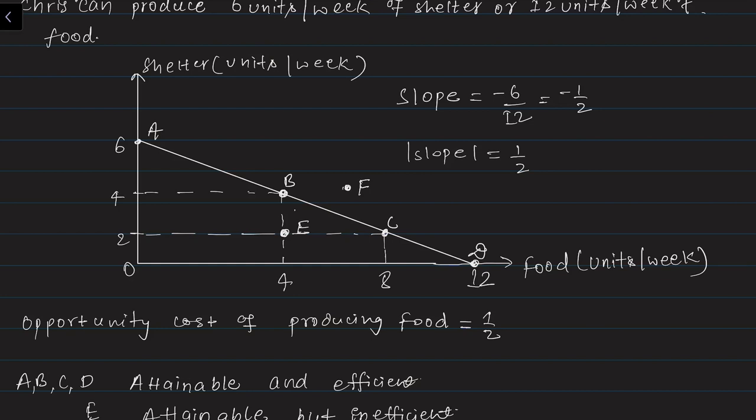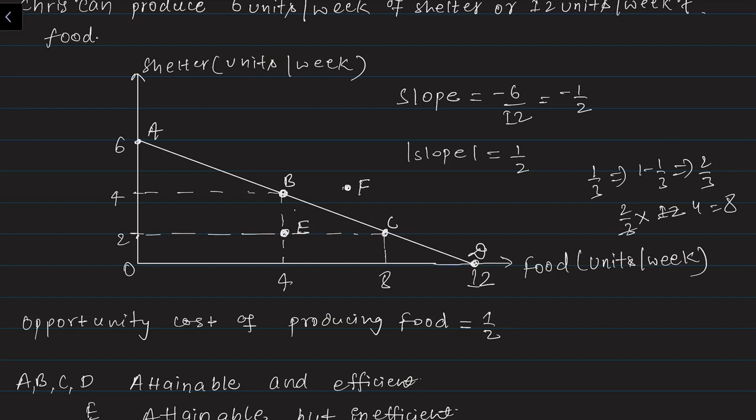And let's increase the shelter production to 2 units. So what is the maximum amount of food that he can produce? So to produce 2 units of shelter, he's going to take 1/3 time, right? So what is the remaining time that he will have? So which is 2/3 time. And in this time, he will produce 8 units of food per week. So for 2 units of shelter production, we have 8 units of food per week.